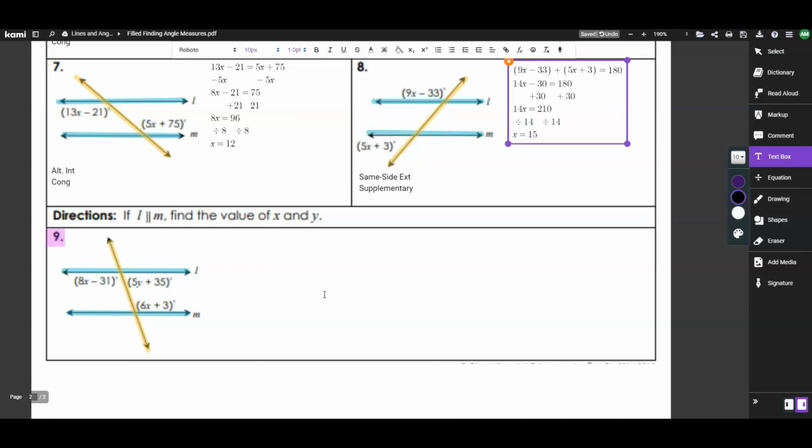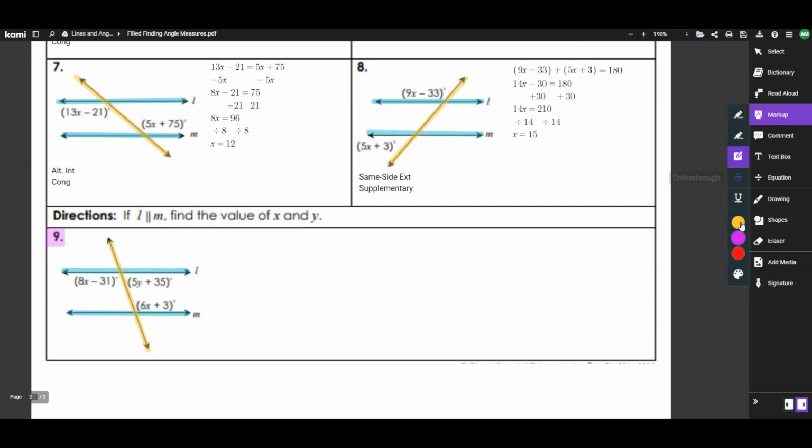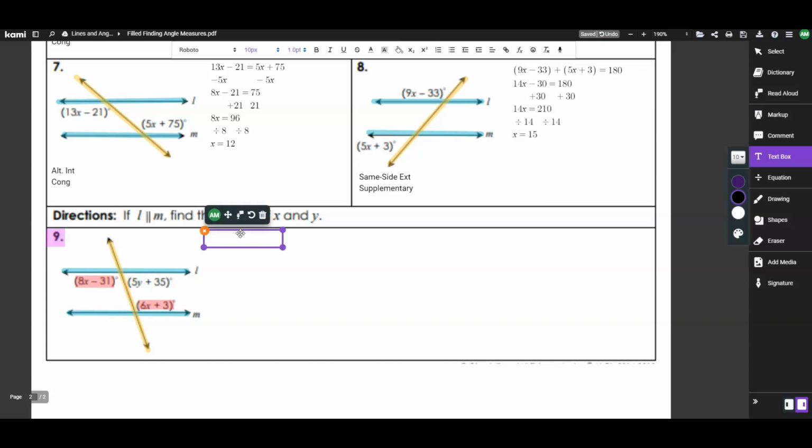All right, number 9, our last problem. We will have one like this on the test, so make sure you're prepared for it. We are solving for both x and y. So the first thing I'm going to do is solve for x. The reason I'm going to solve for x first is I have enough information to do so. I have two angles that both have x. They are alternate interior angles, which means they are congruent. So I'm going to set the expressions equal to each other.